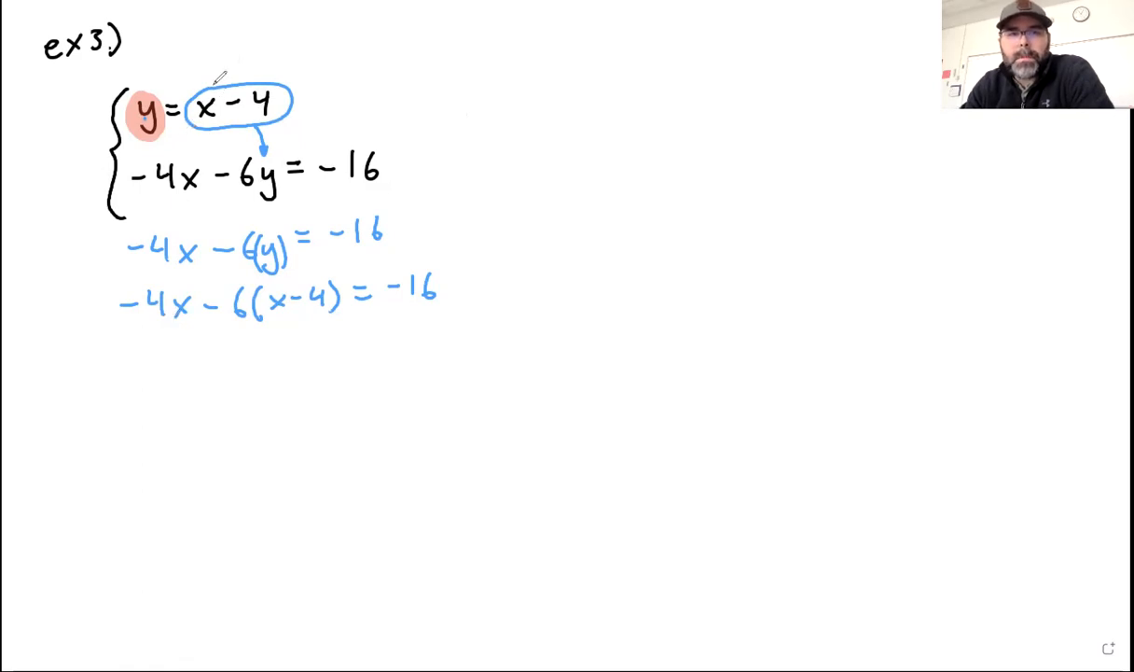In the last problems, what y or x equaled was just one term. It was like 2x or -3x. Now it's two terms, but it doesn't matter. Whatever's over here, that's what goes in for the variable. In this case, it's two terms, x and -4. So yes, now we're going to have to solve this equation.